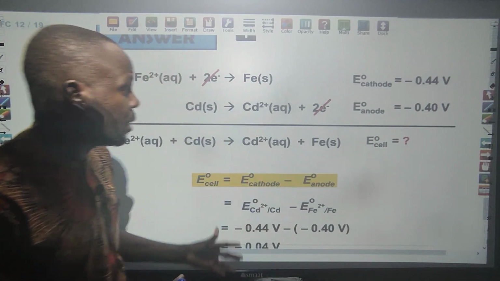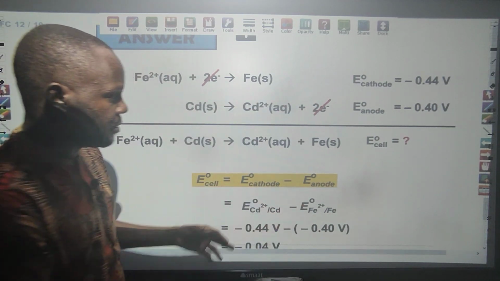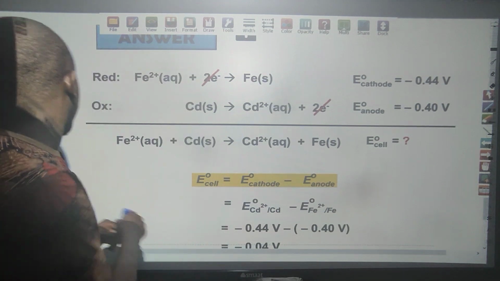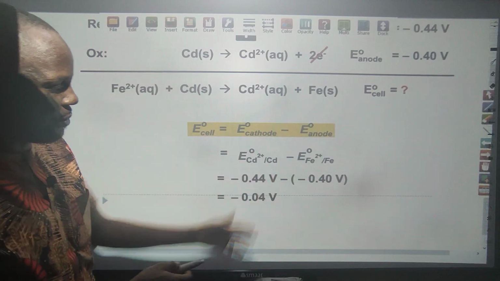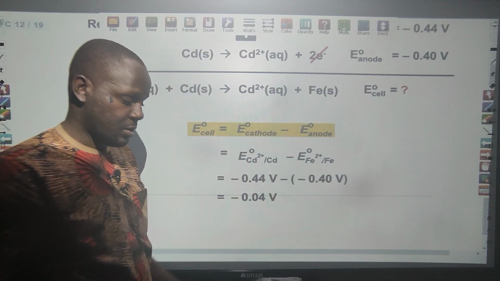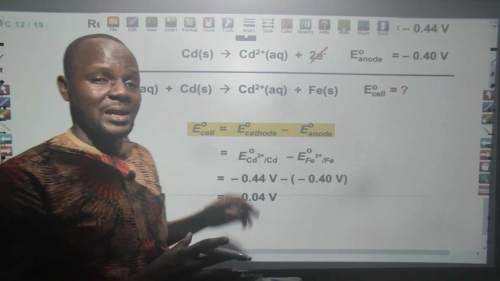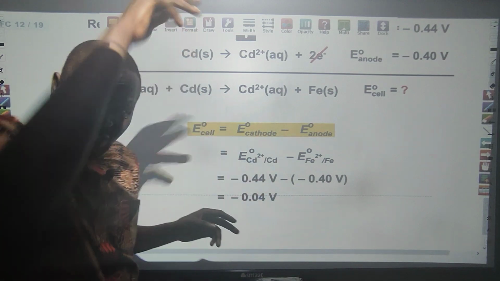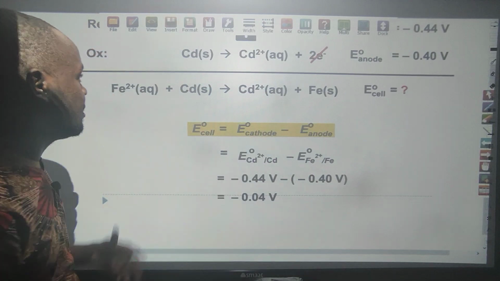So E cathode, we have minus 0.44 as the cathode given, minus that of the anode, 0.40. When we do the mathematics, minus times minus is plus. Then from the calculator, we have gotten the standard E.m.f flowing through the cell. Don't forget the Nernst equation. This is E0. You understand? E equals E0 minus. So please, next slide for you to see.